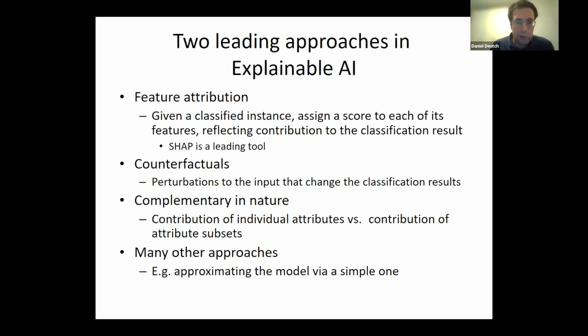The other type of explanation that people are typically interested in explainable AI is based on counterfactuals. Counterfactuals are perturbations to the input, small changes to the input that change the classification results. And then it's not necessarily a change in a particular feature, but rather it's usually a combination of features that change the classification result. And these are complementary in nature because the first talks about the contribution of individual attributes, while the latter talks about the contribution of attribute subsets. And then there are many other approaches that I will not talk about, including approximating the model via a simple one, and other approaches that are out there.